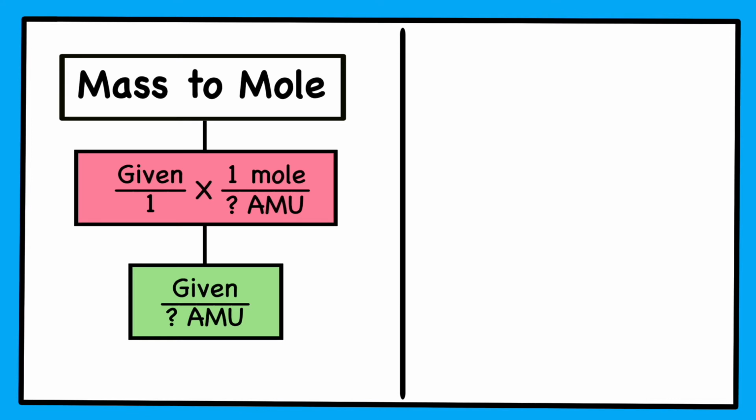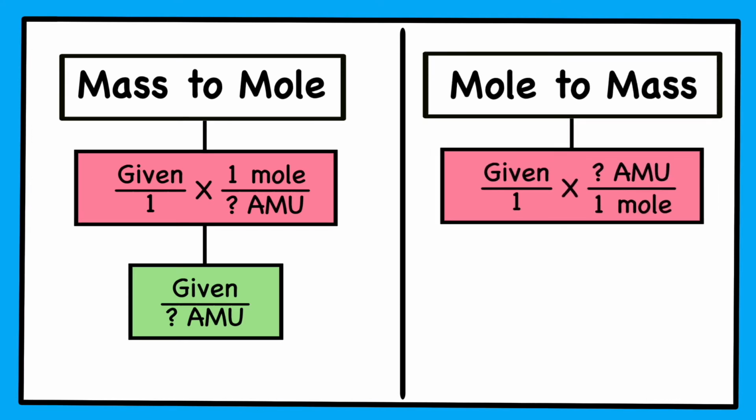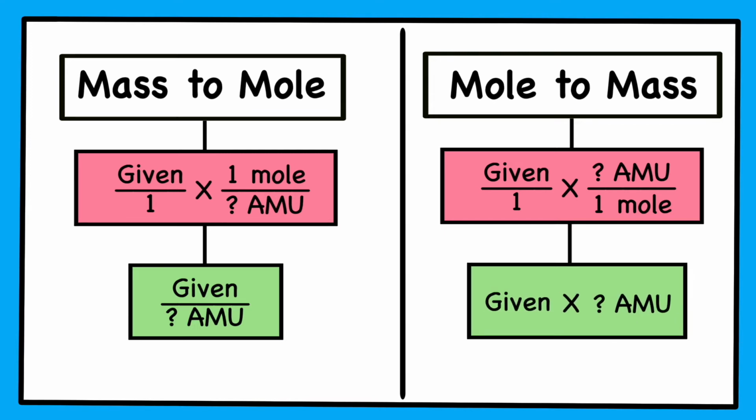If we're going to go from moles and we want to go to mass, we simply put the moles of our substance over 1 and multiply the atomic mass of the substance over 1 mole of that substance. This will result in a simple multiplication problem of the number of moles of substance multiplied by the atomic mass of the substance. Now let's try to work a few problems.